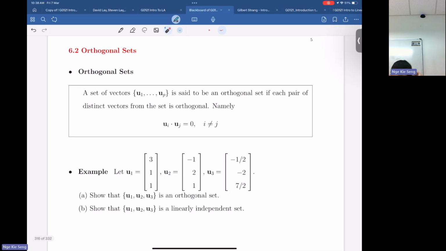Next is about orthogonal sets. What's an orthogonal set here? A set of vectors is said to be an orthogonal set if each pair of distinct vectors from the set is orthogonal. So if you want to say that a set is orthogonal, you need to check each pair. You need to compare every pair, whether it's orthogonal. Okay, let's do it.